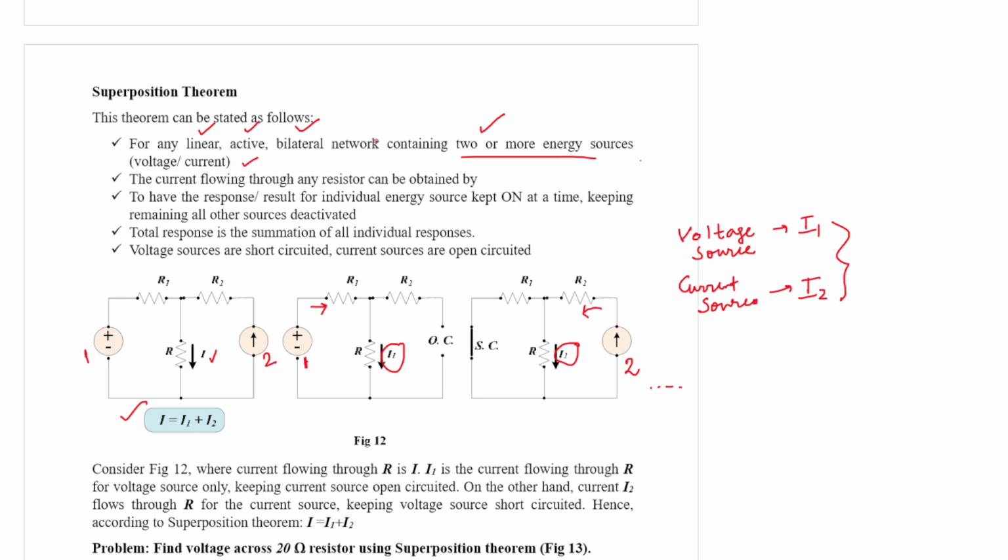So that part is okay. We must have minimum two voltage sources or two current sources, and it will be applicable for a linear active bilateral network. Now what we are trying to find is the current flowing through any resistance, or the potential drop across any resistance, and that will also be true. So how can it be found?